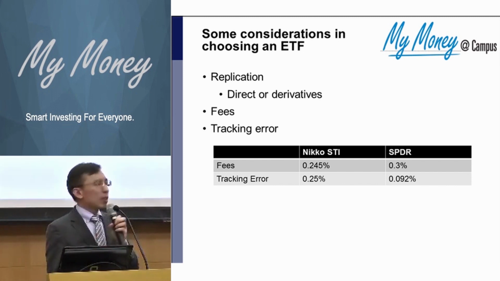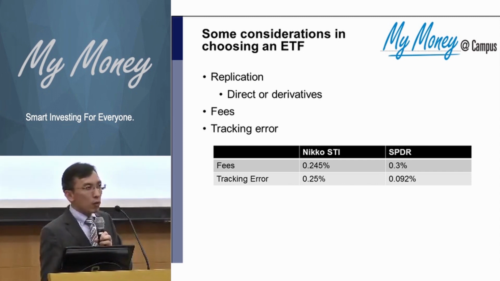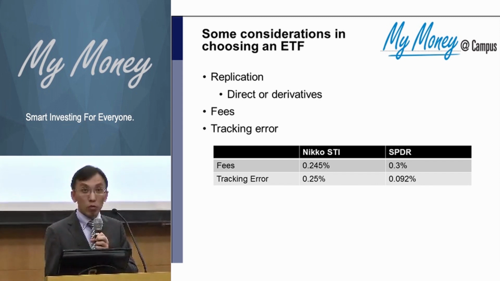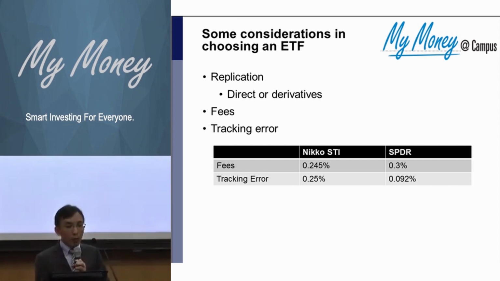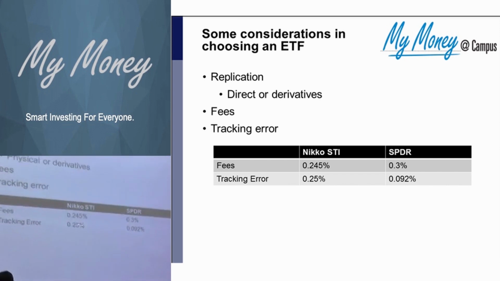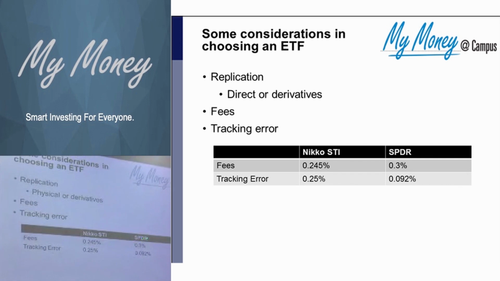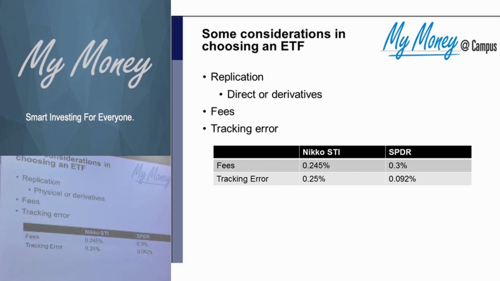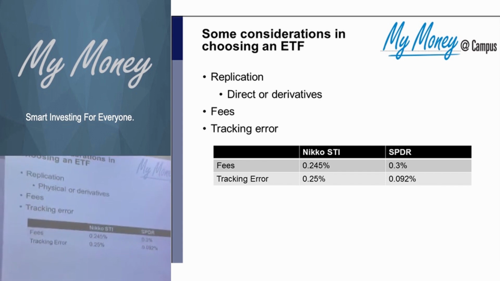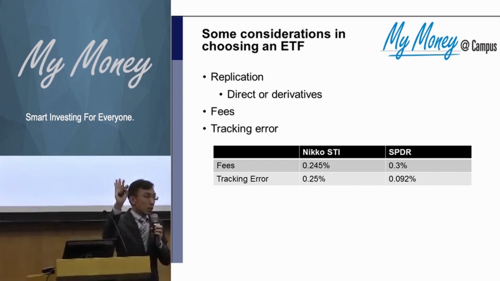The two other things you have to consider are fees and tracking error. Fees, I know the cheaper the better. Is it always true? Not always true. Let me give you an example. This is the Nikko STI. The annual fee is 0.245. This is the Spider, which is 0.3. So you see this is slightly more expensive than this. However, the tracking error of Spider is better, because it means there is less error tracking the Straits Times Index. They follow very closely. This one has got higher error. If you look at both of them, for that higher fee, I would likely choose Spider because the tracking error is lower. It follows closer to the Straits Times Index.